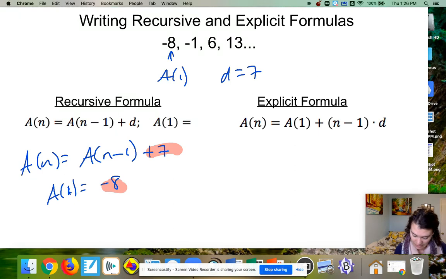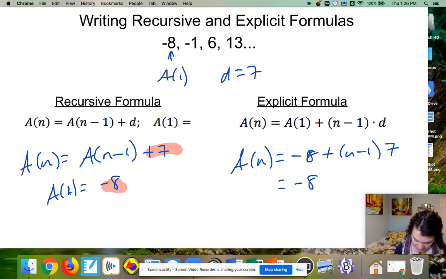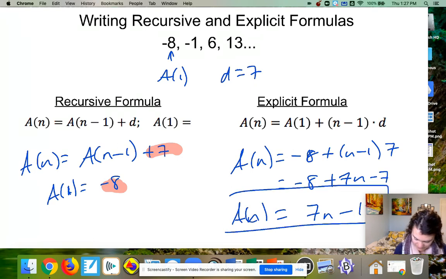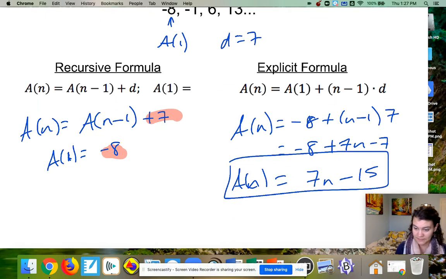Explicit formula, we'll plug it in. a sub n is negative 8 plus n minus 1 times 7. And then you can simplify this. So we'll have negative 8 plus 7n minus 7, which then is 7n minus 15. And this would be your explicit formula. Move this up a little bit so you can see.